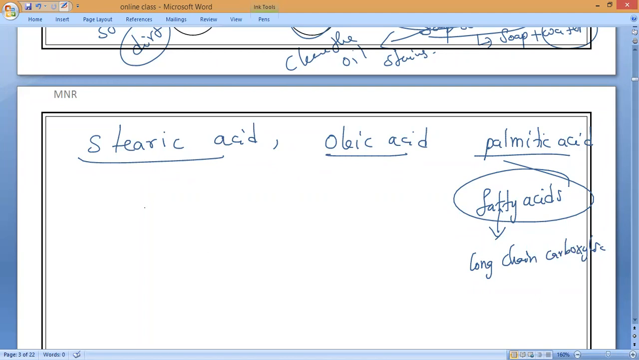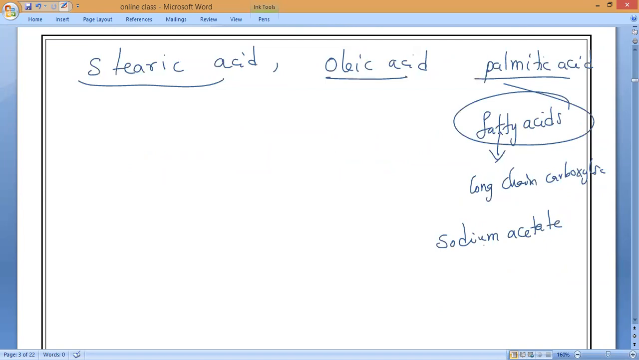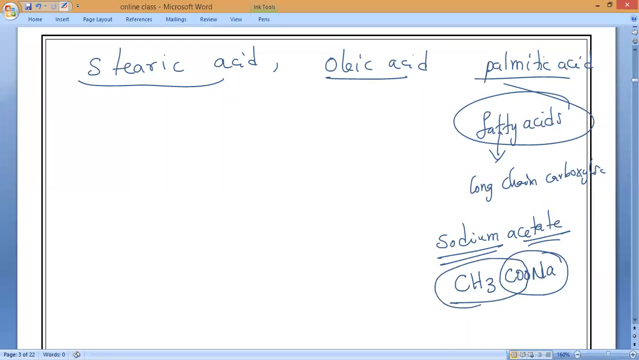Can anybody tell me the formula of sodium acetate? Anyone? Sodium acetate formula. CH3COONa. Yes, sodium acetate. Is it a salt or not? Is it a soap or not? This is only a salt. CH3COONa: we have sodium here, and this is acetate. CH3COO is the acetate and the sodium is variant.